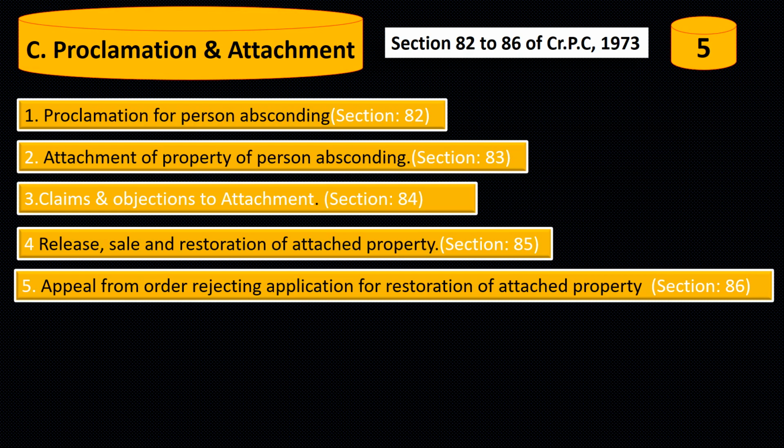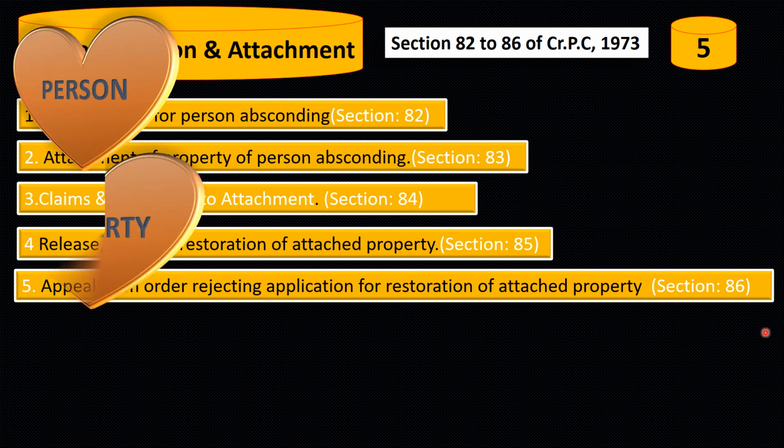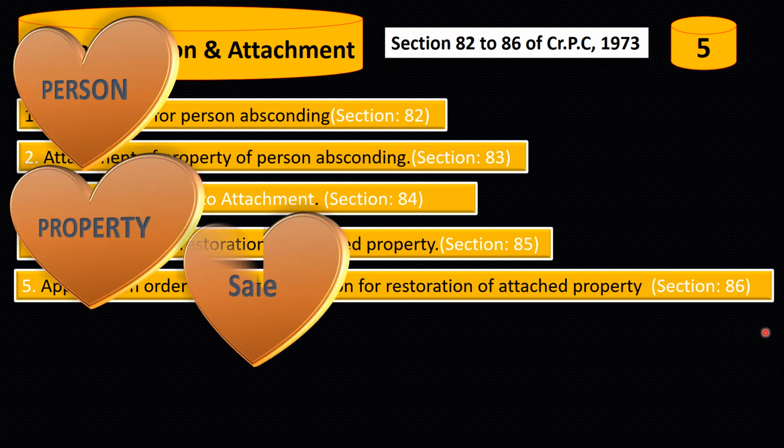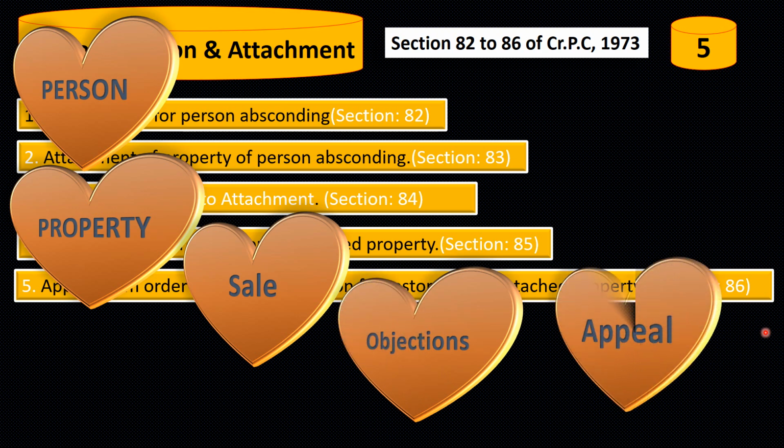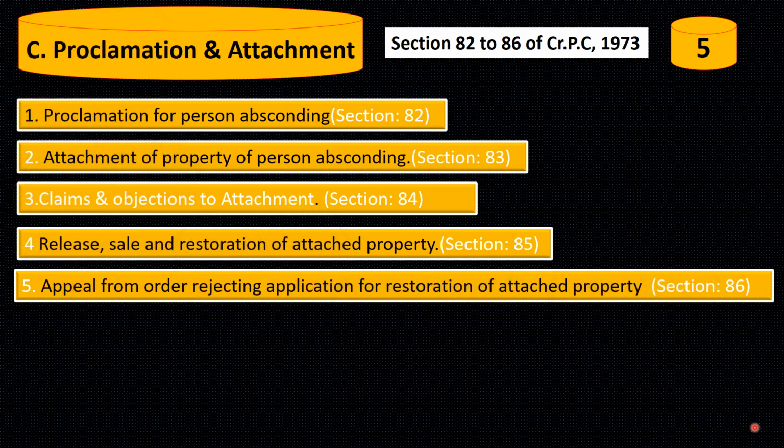Third one, C part, proclamation and attachment. Whenever you come to this part, always remember this trick: a person who is in love considers the other as their own property. Love is not for sale, and others having objections must appeal. Did you like this trick? No? No problem. Let's proceed.